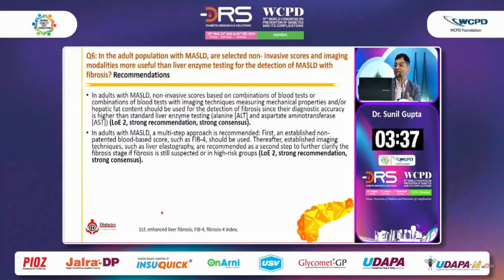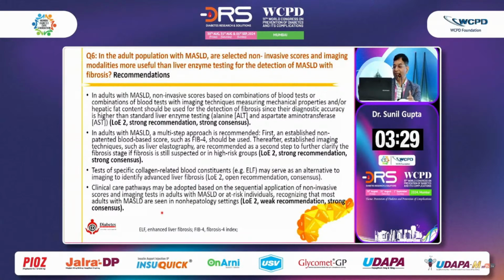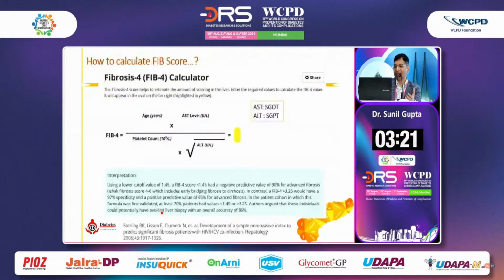In the adult population, for selective non-invasive scores like the FIB-4 score, is this good or should we go for biopsy? It has been recommended that scores like the FIB-4 score, I'll tell you what the FIB-4 score is, should be done routinely, and they can detect many patients. This FIB-4 score is simple. You need SGPT and SGOT reports along with the platelet count. You can just put it in the formula.